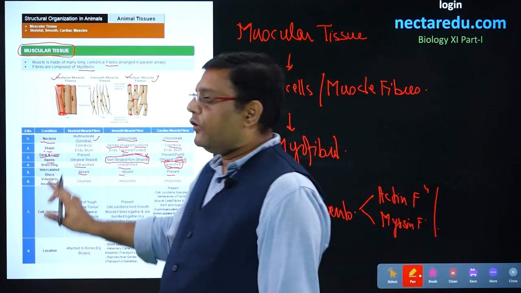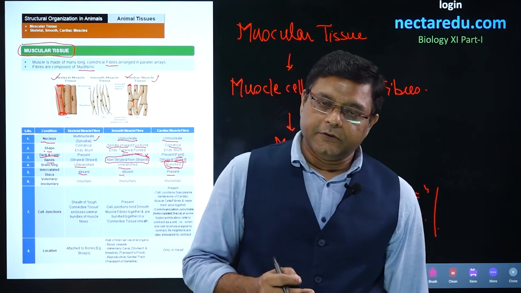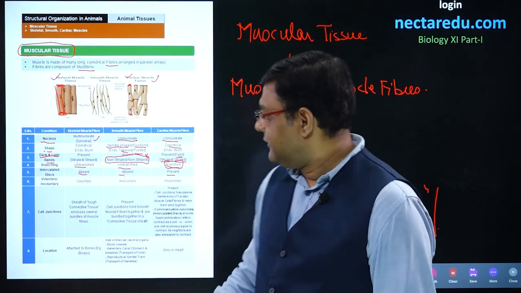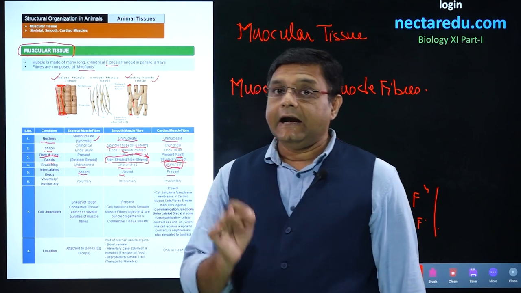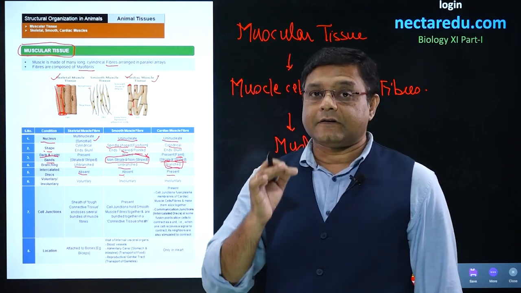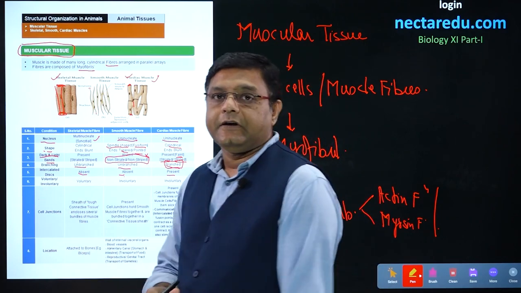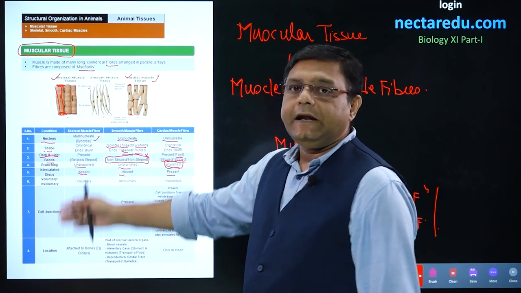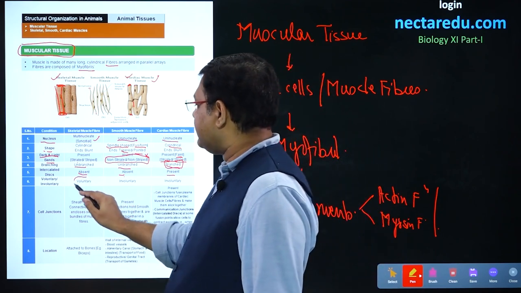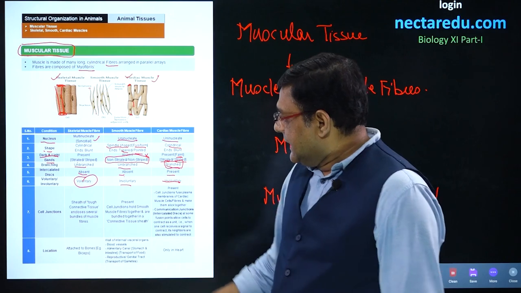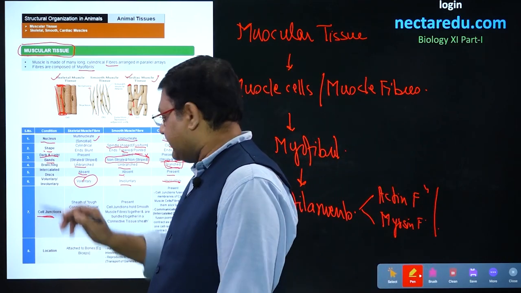Next, talking about the voluntary or involuntary condition. If a muscle can be contracted at our will, we say that it is voluntary, and if we cannot contract the muscle at our own will, we say that the condition is involuntary. Only skeletal muscles are voluntary and the rest are involuntary. Next, talking about the cell junctions.